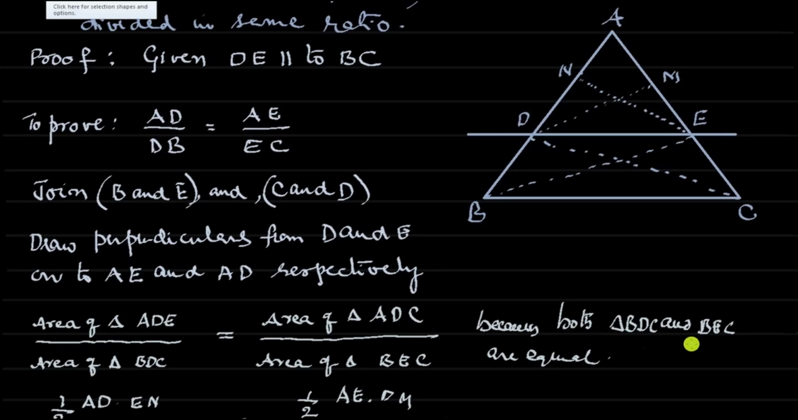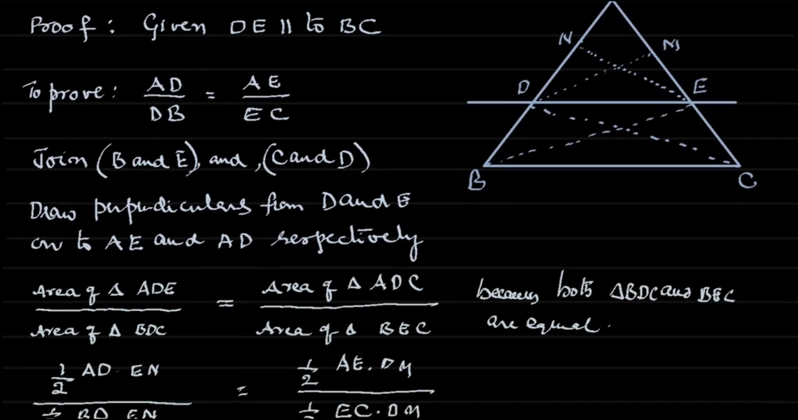Both BDC and BEC are equal. Both height is same, base is same. For both triangles, BC is the base. And for both triangles, this is the height, the distance between the two parallel lines. So generally, in 9th class, you have a theorem that if two triangles are on the same base and between two parallel lines, they are equal. You apply that theorem here.